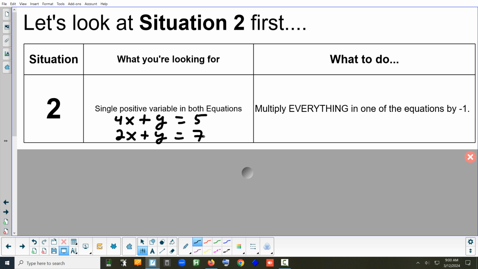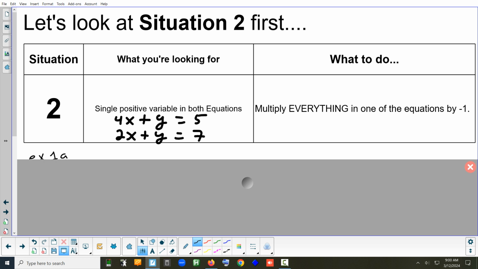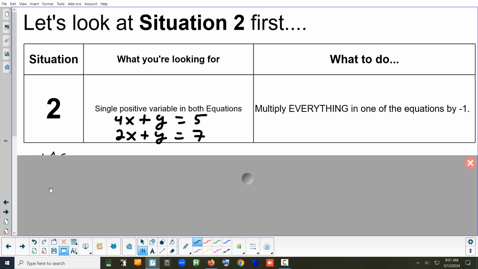Which equation here do you want to multiply by -1? Wait, does it matter? It doesn't matter. Bottom. Okay, let's do the bottom. So what I'm going to do is put a negative 1 on the outside. And I'm just going to multiply it just like that. Let's do it to see what happens to this.